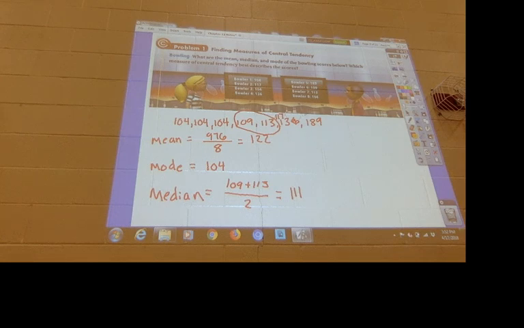If I have an odd set of data, I will have an exact middle number.